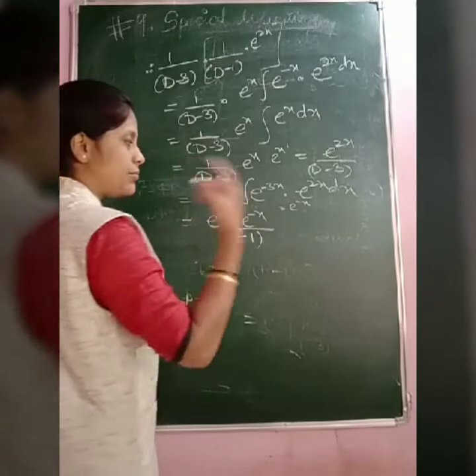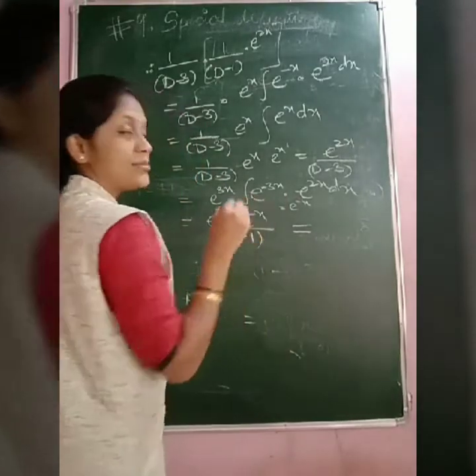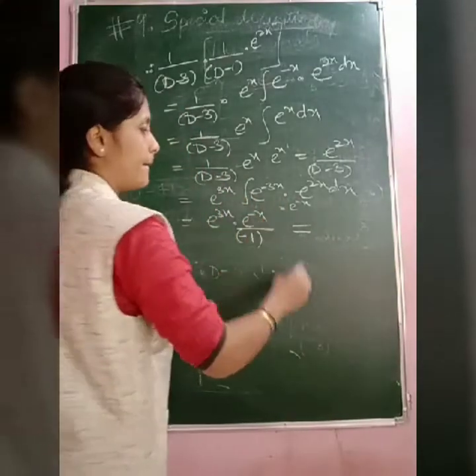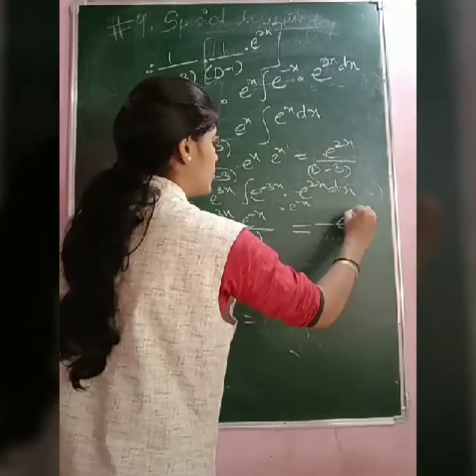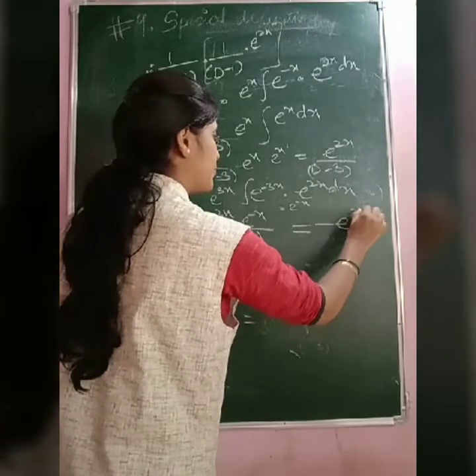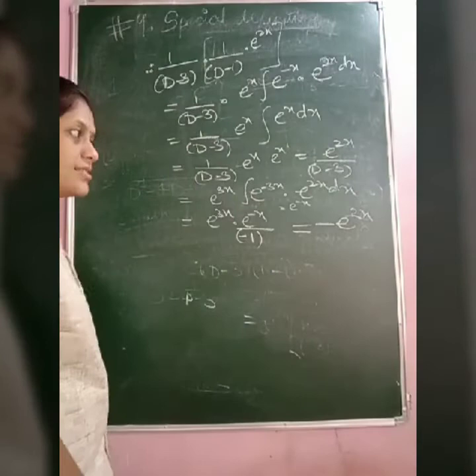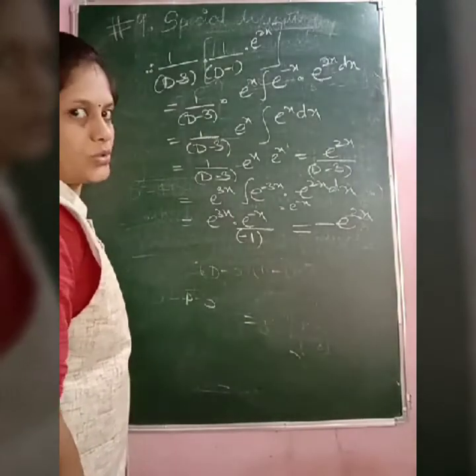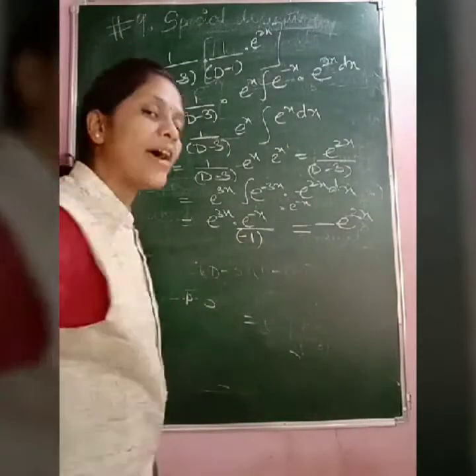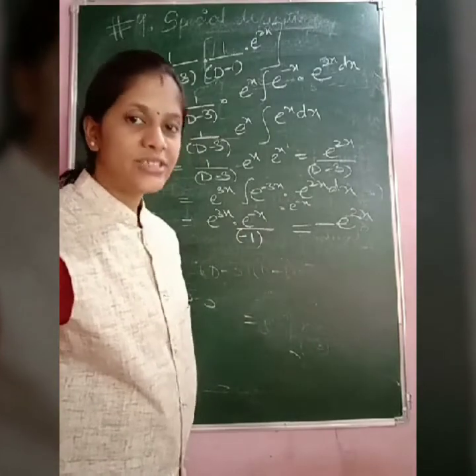Again bases are same, adding powers. So 3x minus x, 2x, minus e raised to 2x. 3x minus x is minus e raised to 2x. So this we have got by using the chain rule.